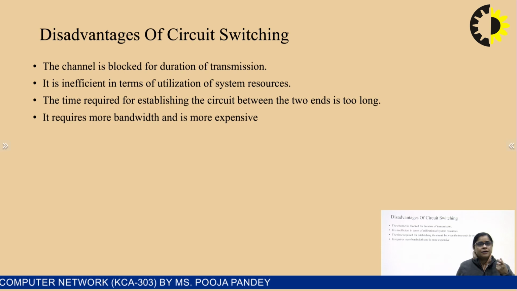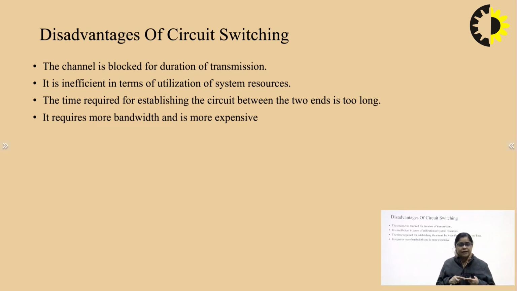Now, there is the time required for establishing the circuit. Sometimes when I make a phone call, it takes more time. The time taken for establishing the connection between the two phones can be more. That is really one of the main disadvantages of circuit switching. Also, it requires more bandwidth and it is more expensive. Why? Because it needs a dedicated block, right? The channels are blocked, the resources are not utilized properly, and there is a time delay. All these factors make it more expensive and require more bandwidth.